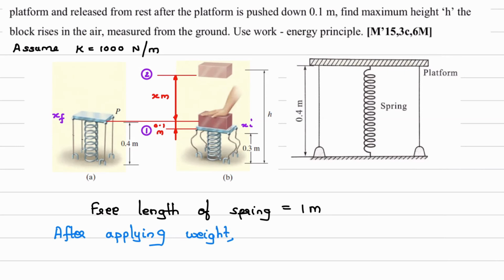Then once the hand is removed, meaning once the force is removed, the spring cannot extend up to 1 meter length. It will extend only up to 0.4 and then it will stop because cords are holding this platform at this location. So the final position of the platform is this one. What will be the final deformation of the spring? It will be 1 meter, which is the free length, minus 0.4 meter, so 0.6 meter. That will be xf.